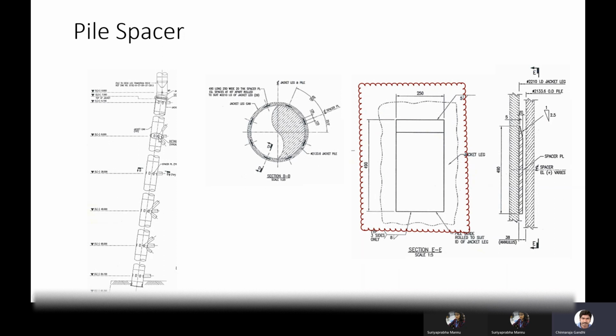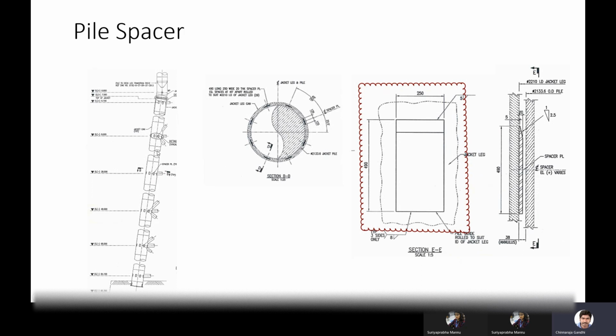If you see each and every level, there is a pile spacer. So there won't be any pile spacer in the middle of the jacket, because once the jacket is deflecting here due to this wave, the horizontal deflection, the pile has to transfer the load. So this is the nodal point.